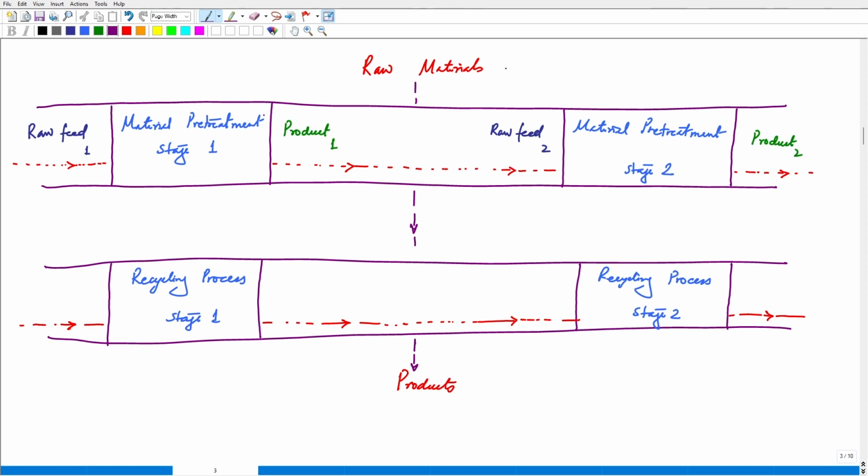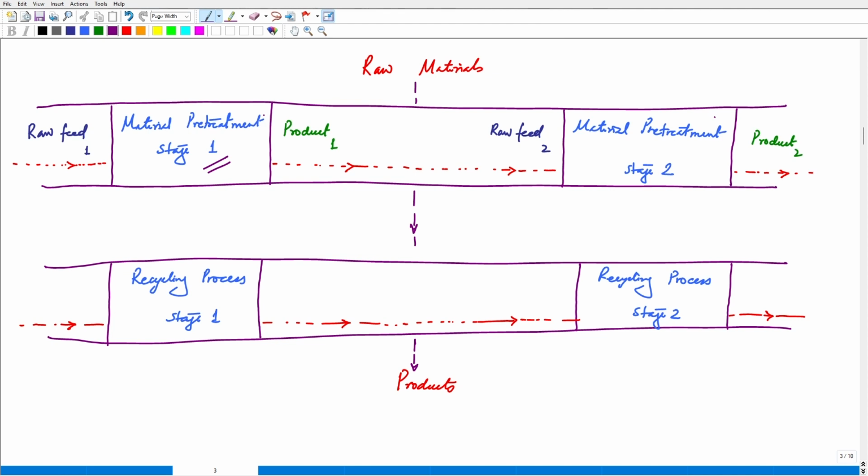So, we are basically moving from raw materials to products. And how exactly should we read this? The raw materials are first subjected to pre-treatment stage 1. Material pre-treatment stage 1 could basically be crushing, grinding, sieving, and material comminution. That could be included here in pre-treatment stage 1.